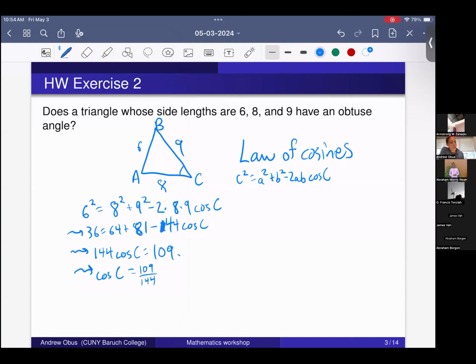Now, let's say we didn't have a calculator, right? So I don't know what angle has cosine equal to 109 over 144. But the question isn't asking me to determine every angle, right? The question is just asking, is there an obtuse angle? Remember, an obtuse angle means greater than 90 degrees. So this angle C, its cosine is 109 over 144. That's a positive number. So if I have an obtuse angle, is the cosine of that angle positive or negative?